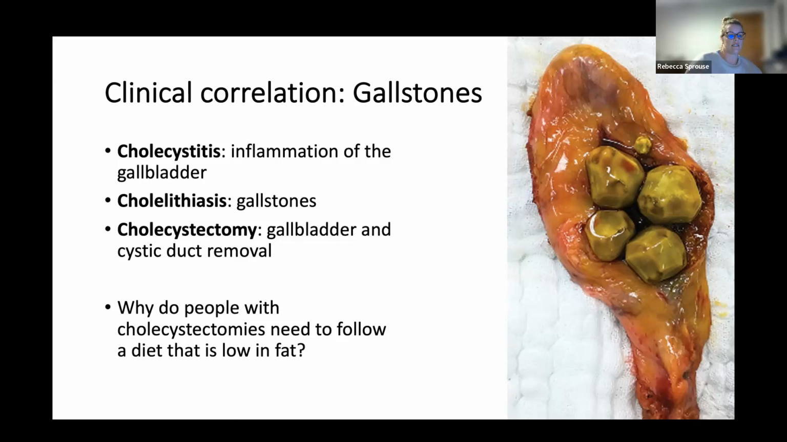Why do people with cholecystectomies, or gallbladder removal, need to follow a diet that is low in fat? So up until now, we've talked about how the importance of bile is to emulsify fat. And so if the big fat globules cannot be broken down into smaller fat globules, they cannot be chemically broken down into fatty acids and absorbed. So people with cholecystectomies need to follow a diet that's low in fat.